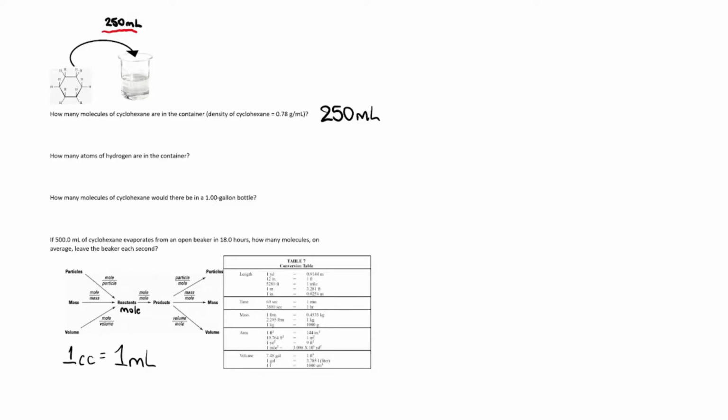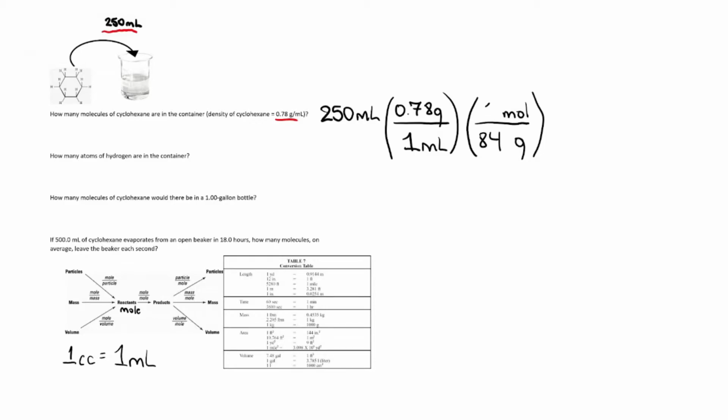We're going to use the density here to go from milliliters to grams. So for every 1 milliliter, we get 0.78 grams of cyclohexane. Now that we have grams, we can move from grams to moles. So cyclohexane is 84 grams per 1 mole. Now that we're in moles, we can move to molecules. And so for every 1 mole, you get 6.022 times 10 to the 23 molecules.